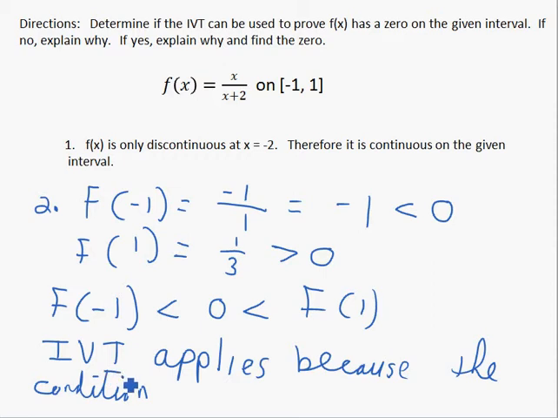Okay, I'm trying to write this differently for all the problems, just to give you a couple examples of how you could write out the answer. So IVT applies because the conditions are met, which means f of x equals 0 somewhere between -1 and 1.